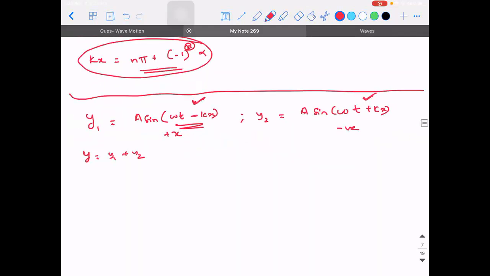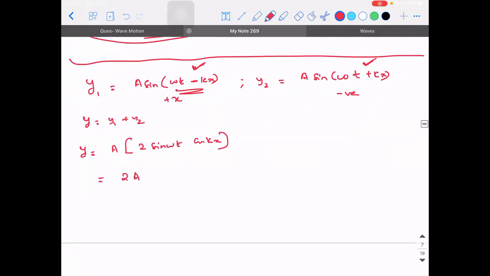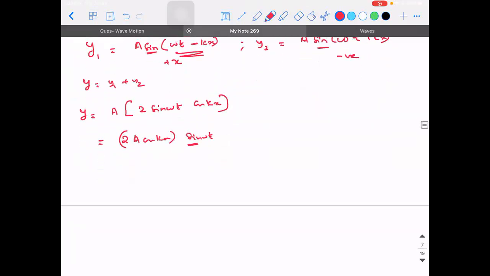So when I say y is equal to y1 plus y2, y will be equal to a into, because I want to write everything in terms of cos, 2 sine omega t cos kx, correct? So this will be 2a cos kx sine omega t. And one more thing that gets satisfied is that here also they both are in sine, and the output is in terms of sine. So cos kx equal to plus or minus 1 is the condition for maximum amplitude. Cos kx equal to 0 is the condition for minimum amplitude.